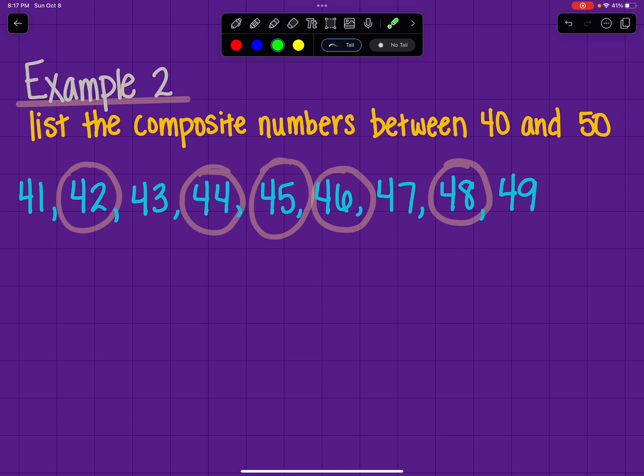What about the number 49? You remember that math fact, right? 7 times 7. So that's going to be a composite number. Let's circle that. The remaining numbers, 41, 43, 47, those are prime. You're not going to be able to think of any math facts that end with those numbers. So we'll just call those numbers prime. The ones that are circled are composite.